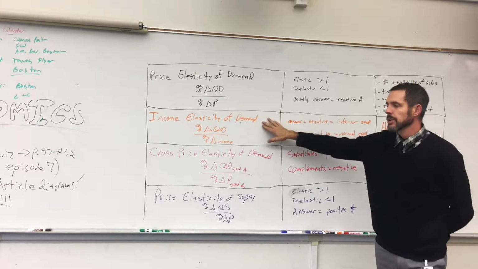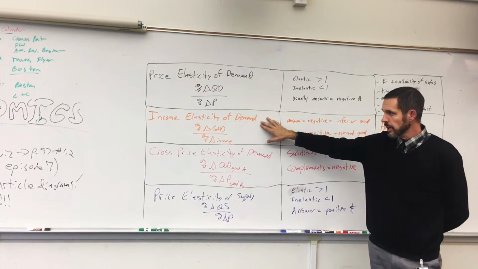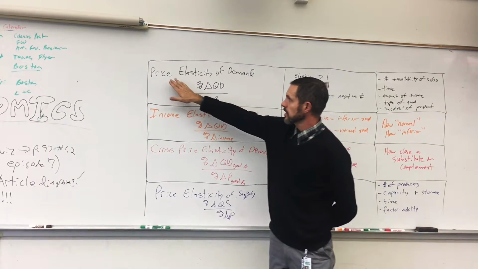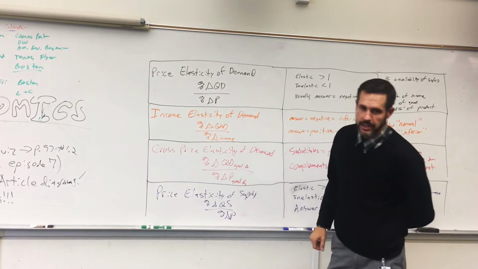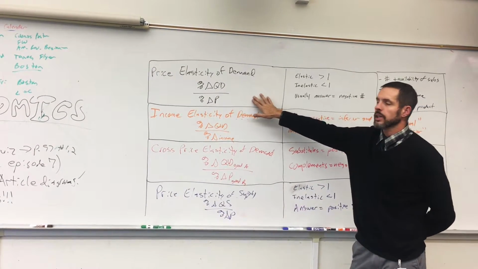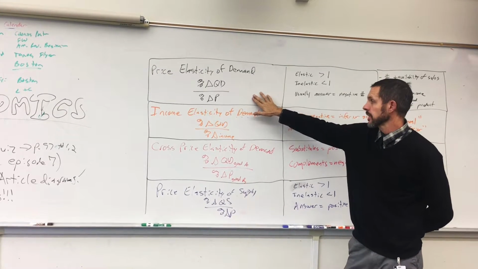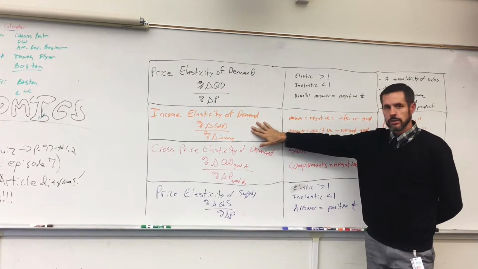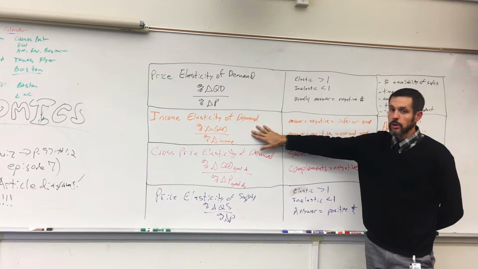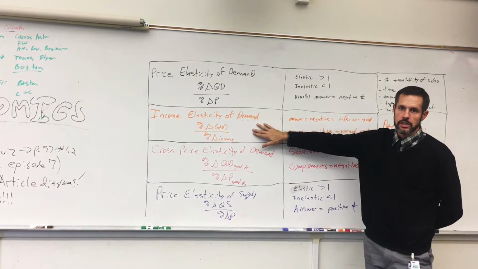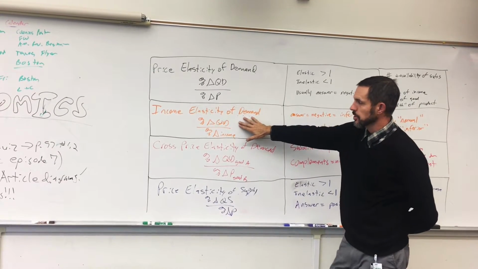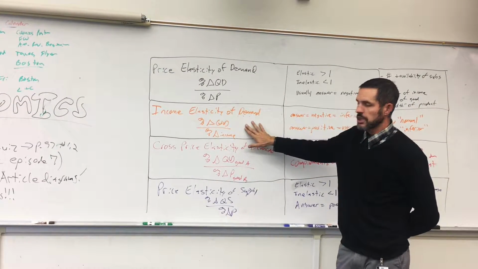There's also income elasticity of demand. Right? And so what you're going to see is the first word that you see in each of the types of elasticities is going to end up going in the denominator in the percent change. So income elasticity of demand, you're going to find out how elastic or how responsive quantity demanded is to a change in income by measuring the percent change quantity demanded over percent change income.